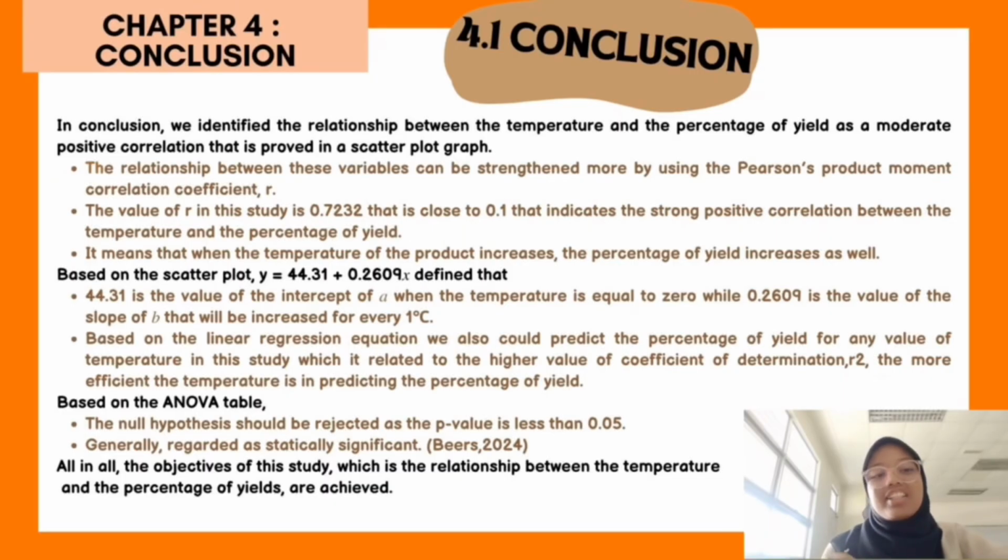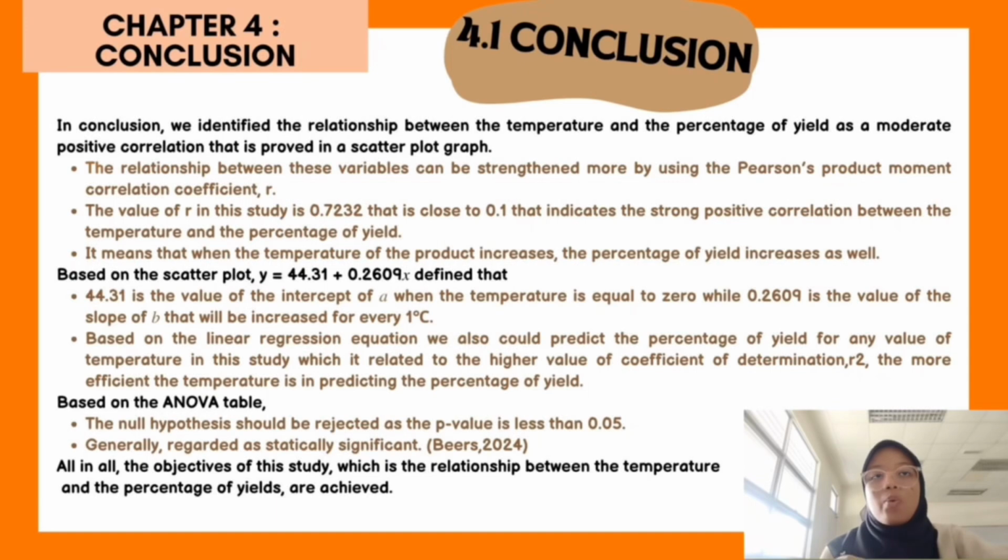In conclusion, we identified the relationship between the temperature and the percentage of yield as a moderate positive correlation, which is proven in the scatter plot graph. Furthermore, the relationship between these variables can be settled more by using the Pearson product moment correlation coefficient R. The value of R in the study is 0.7232, which is close to 1, indicating a strong positive correlation between the temperature and the percentage of yield. This means that when the temperature of the product increases, the percentage of yield increases as well.